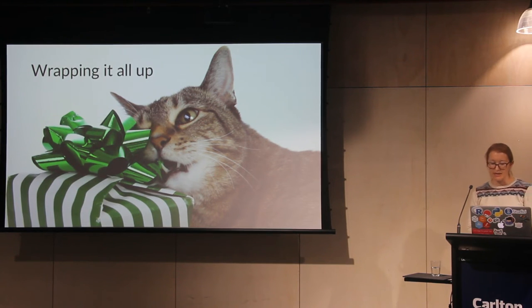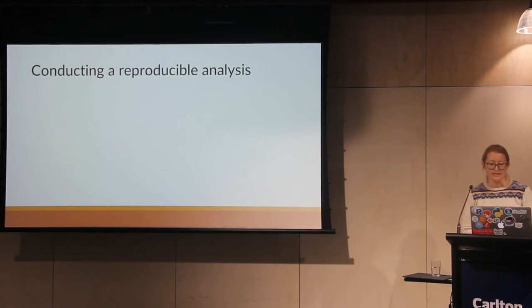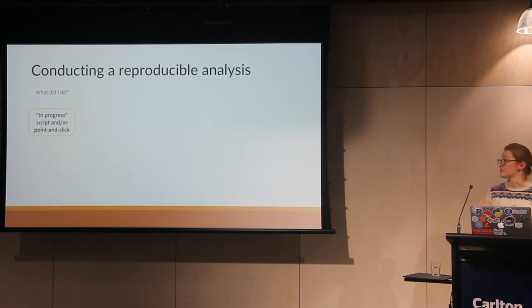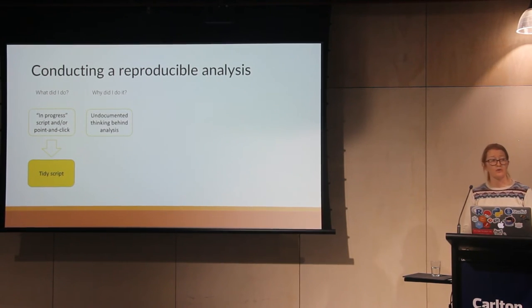All right, so let's recap everything we've covered about reproducible research in Python and R. Okay, so let's start with our first question. What did I do? In an irreproducible analysis, what we'll have is in-progress scripts that have a bunch of defunct code and a bunch of steps that we haven't documented that have been done manually. In a reproducible analysis, we'll have a tidy script that documents all steps such as data downloads and data processing. Why did I do it? In an irreproducible analysis, we won't document the thinking behind our analysis properly.